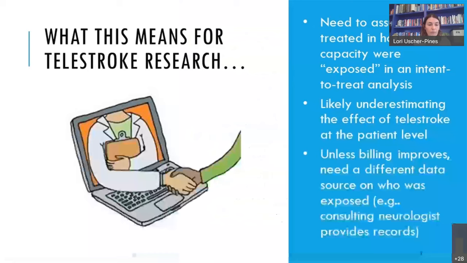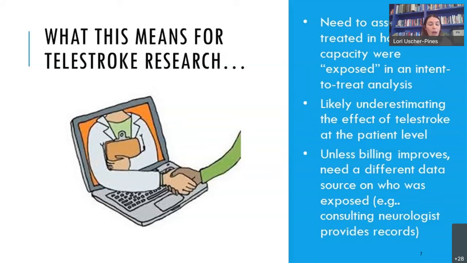Because our team knew assimilation was an issue, and claims data really couldn't be used to identify which particular patients received a telestroke consult, we decided to just assume that everyone who was in a telestroke hospital and presented with suspected stroke was exposed to telestroke. And that's an intent to treat analysis. So you show up to an ED with telestroke capacity, you received telestroke.